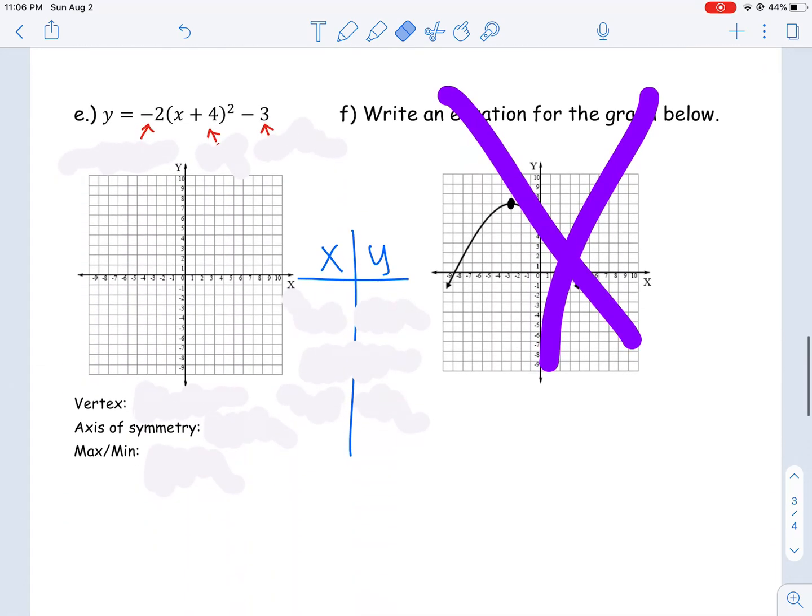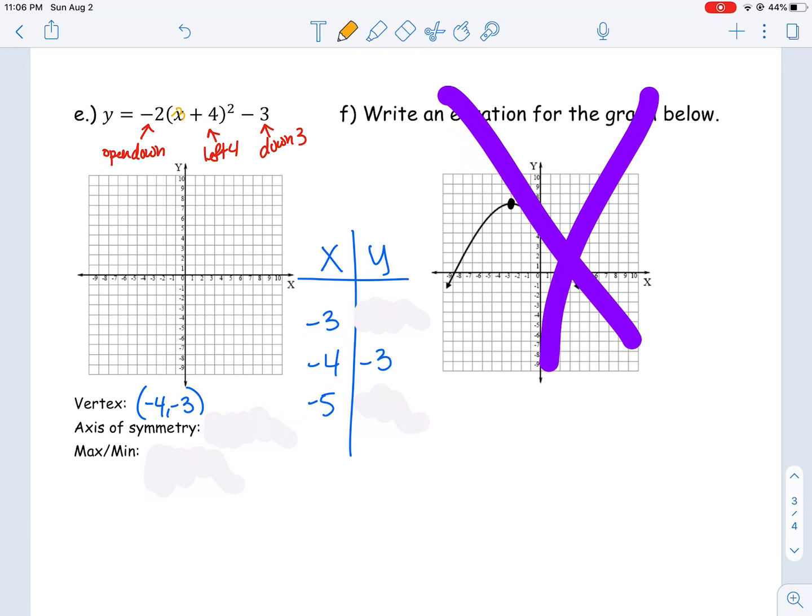All right, one more. Let's look at E. E has a leading coefficient of negative 2. That means that it's going to open down and be skinny, right? Because it's not a fraction and it's bigger than 1, so opening down and skinny. My vertex is negative 4, negative 3. That's left 4 and down 3. I can go ahead and start with that point and then find some other x values just to the left and just to the right.